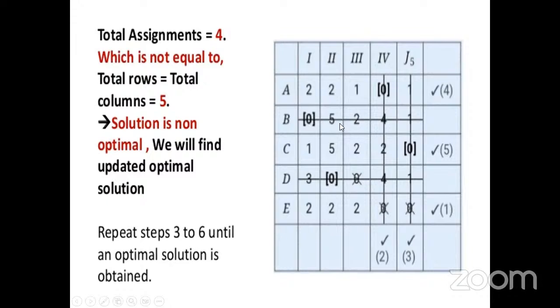That is 0, 5, 2 as it is, 0 as it is. But here in the place of 4, we need to add 1. It is to be written as 5. Here also 2. Here 2, here 5. Whereas 0, 0, 1, 0, 0, 0, 0, as it is. There is no change. Repeat the step 3 to 6 until an optimal solution is obtained.